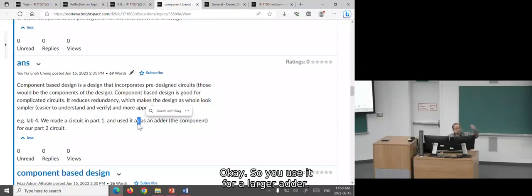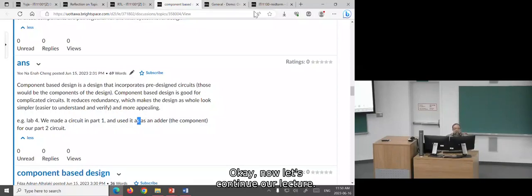Okay. So you use it for a larger adder. So you had, for example, a 4-bit adder, and then you used it for an 8-bit adder or a full adder with carry. Oh, okay. It was only for 1 bit, and then you used it for making a 4-bit adder. Very good.